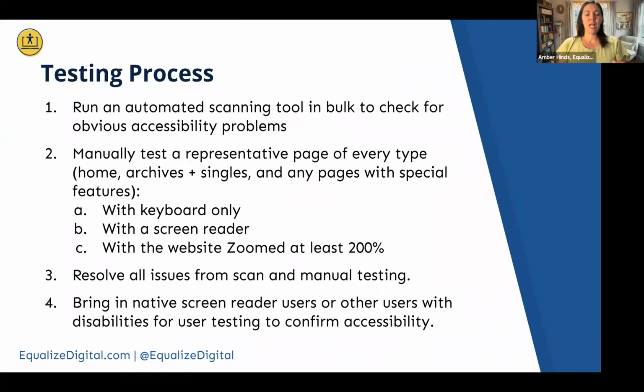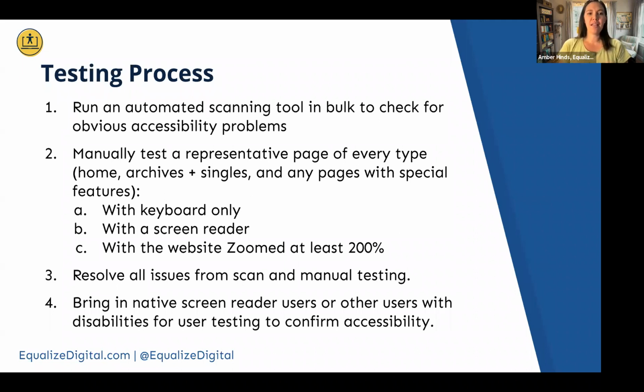So just to start and give you an overview of what our testing process is, we do accessibility audits, and then we also do custom website design and development at my organization. And so this is our process, either if we're doing an audit or if we are actually auditing something that we have built before we launch it to production. So the first thing is we run an automated scanning tool in bulk to check for obvious accessibility problems. And I'll talk a little bit more about why we use automated scanning tools in just a little bit.